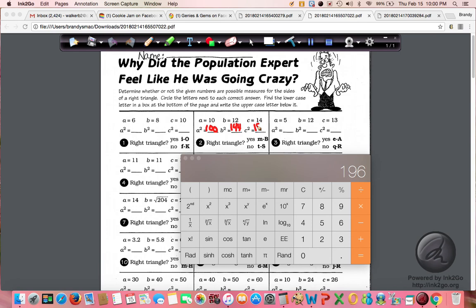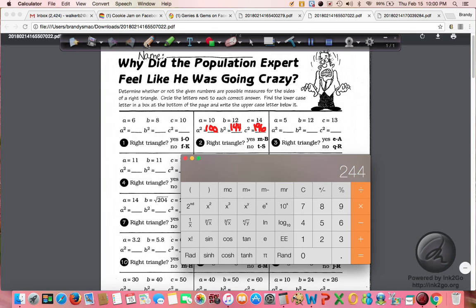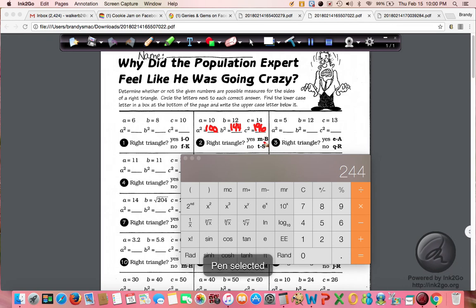Now remember, A squared plus B squared equals C squared. Pythagorean theorem. Won't get tired of hearing me say that. So let's go ahead and see if A squared plus B squared does in fact give me C squared. 100 plus 144 equals, I got 244, not 196. So I'm going to take my pencil and circle no.